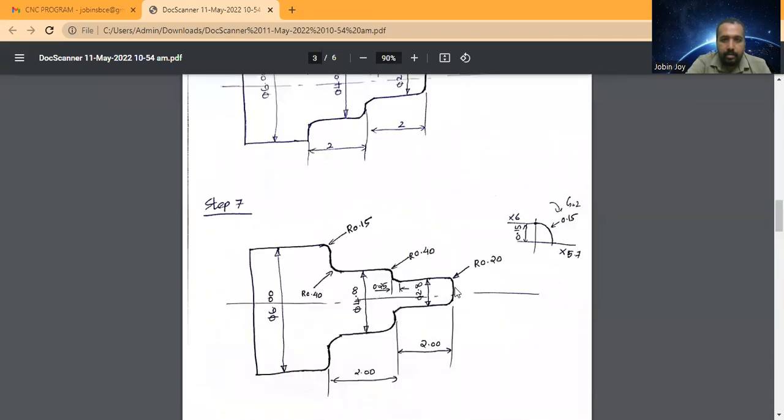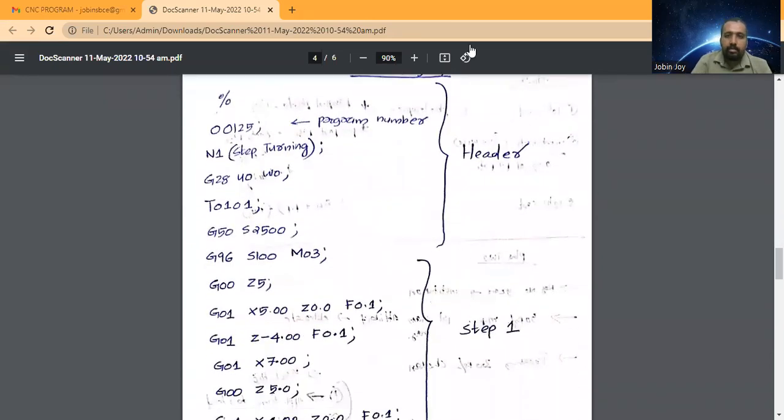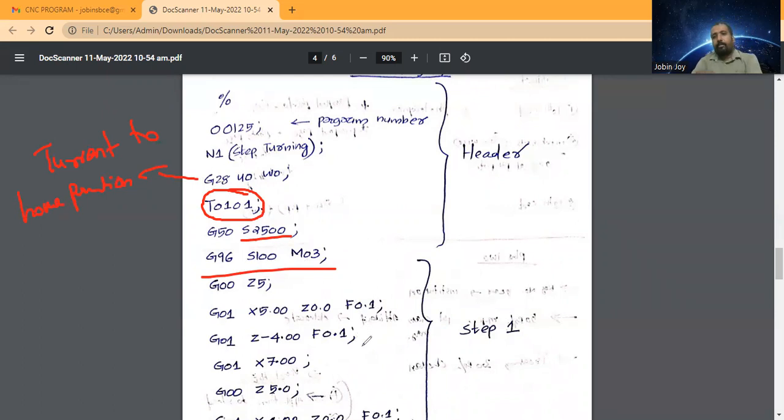And in the starting, there is a header. Again here you can see G28U0W0, turret to home position. Once the turret reaches the home position, then I will select the tool, tool number 1. Then the maximum speed 2500 RPM, constant surface cutting speed as 100, M03, spindle clockwise direction. Then after that, the different operations like step turning, then arc cutting, chamfer, etc.